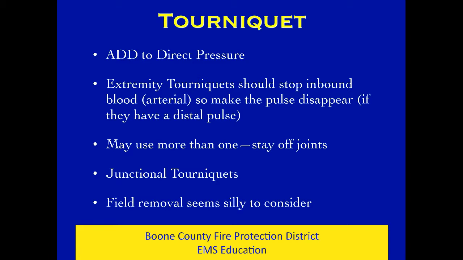The optimal placement is somewhat up for debate, but you need to stay off the joints. You're trying to get placement of that tourniquet where it can squish an artery against a bone. Probably you can get that just above the wound, just proximal to the bleeding site. You may be able to get a pretty good squeeze from your tourniquet. If not, you're going to need to add a second one and maybe move it around a little bit.